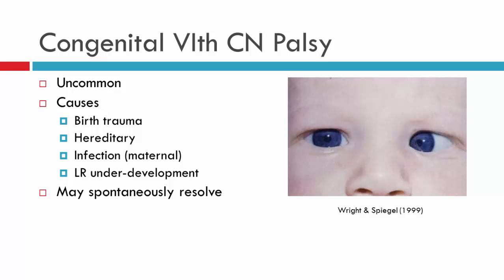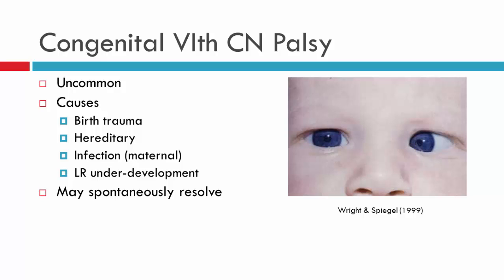Now the causes are varied. They can be birth trauma, there could be maternal infection, and there could even be a developmental issue where the lateral rectus hasn't developed normally, and also a hereditary impact. There may be a family history of a sixth nerve palsy.